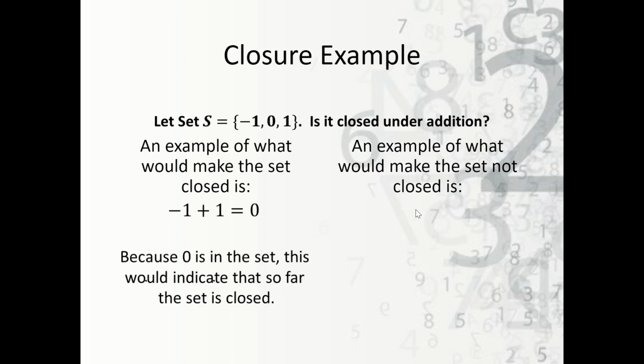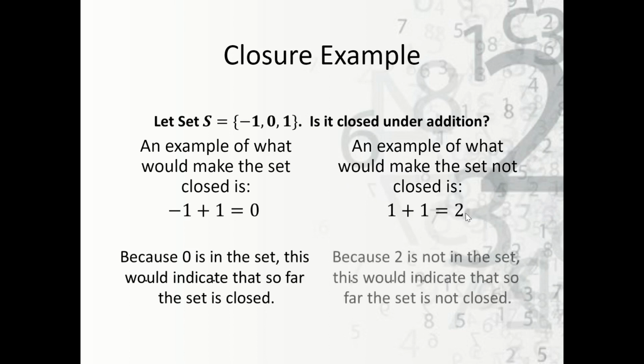Now, is there an example we can come up with that makes it out of the set? Well, if we add 1 plus 1, because we do need to include it plus itself, 1 plus 1 equals 2. Well, 2 is not in the set, therefore the set is not closed. And again, if there's even one example of this, it doesn't matter that the other part ended up inside the set. Because this one example is out of the set, the whole set is not closed.